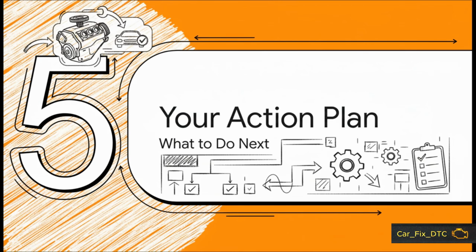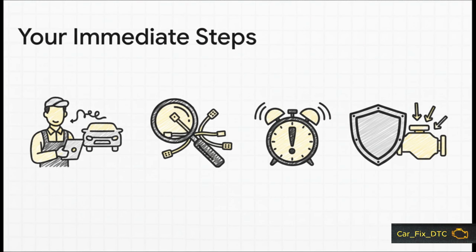All right, you've got the knowledge. You know the code, the causes, and the solutions. So what's your move? Let's put together your immediate action plan. Here are your marching orders. First, get a pro to confirm the code just to be sure your reader is on the money. Second, start with the easy stuff. You or your mechanic should take a good look at the wiring and connectors for any obvious damage. And most importantly, do it fast. This isn't a code you want to ignore because it can lead to much bigger, much more expensive engine problems down the line.